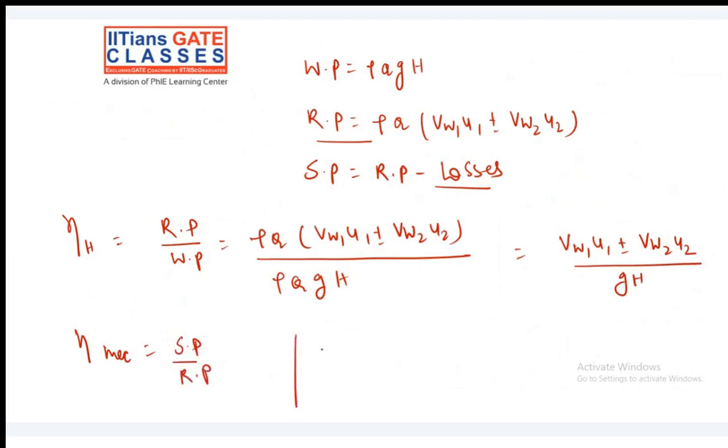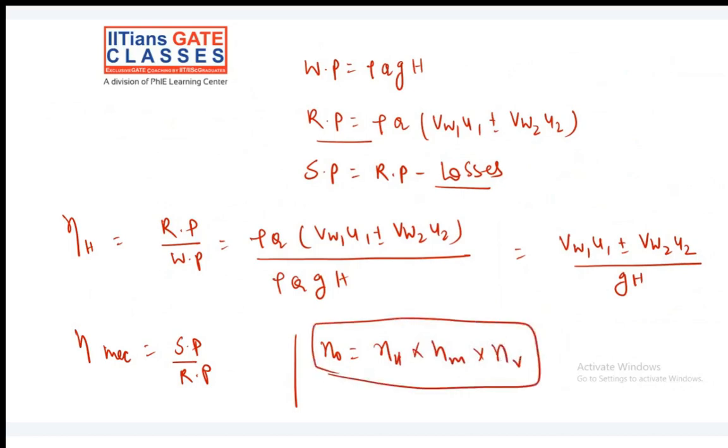And overall, we have already seen that overall efficiency is hydraulic efficiency into mechanical efficiency, and if volumetric efficiency is given, multiplied by volumetric efficiency. Those efficiency formulas remain the same, means what we have seen in the case of the Pelton turbine continues here also. Okay. Now, what is speed ratio? Those things we have seen.